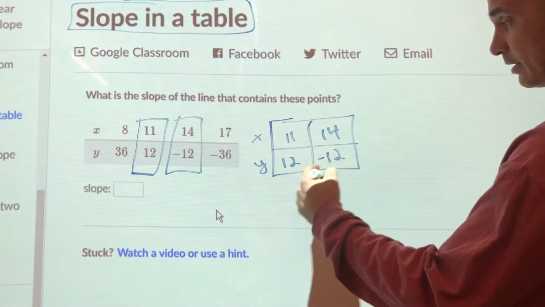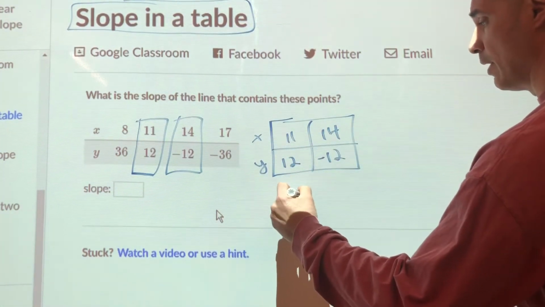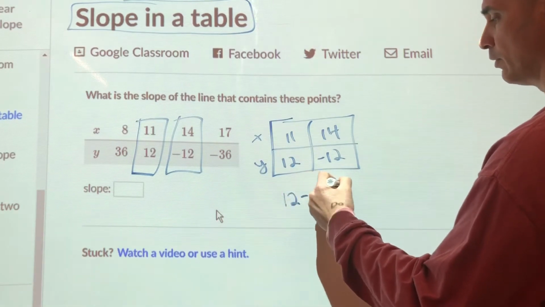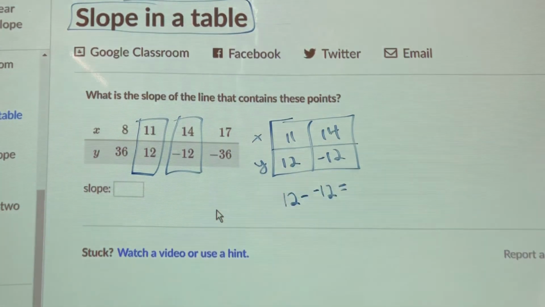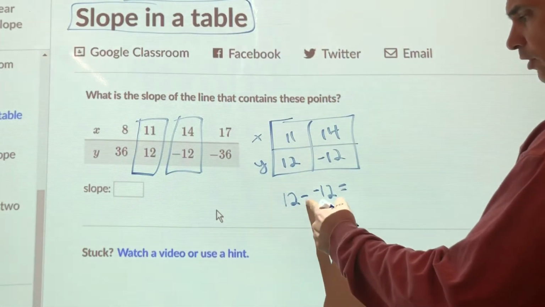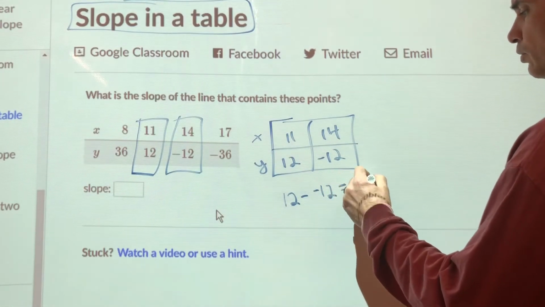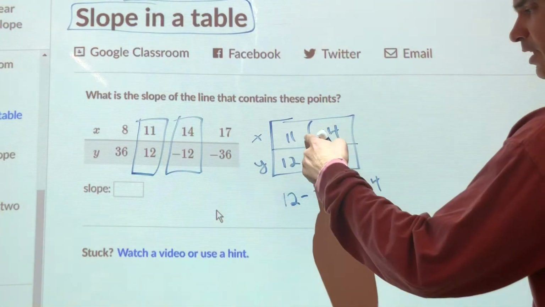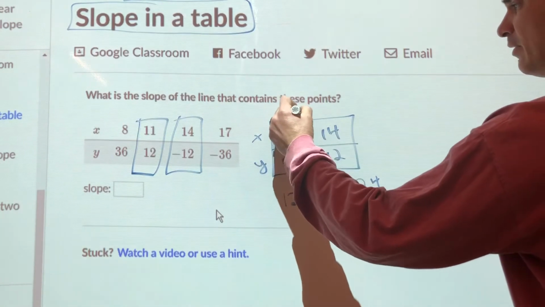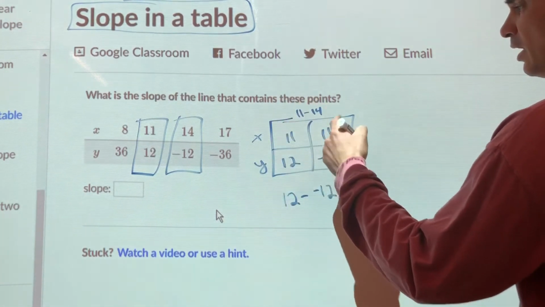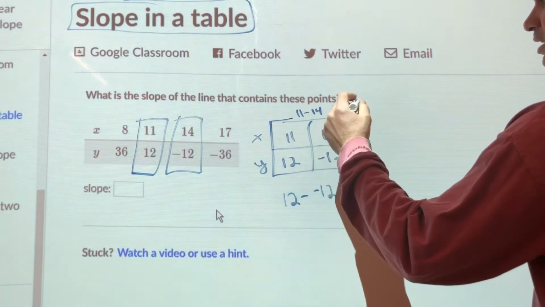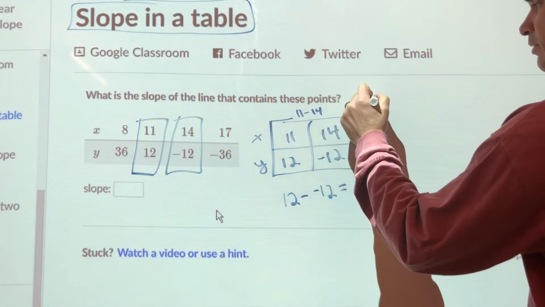12 minus the negative 12. You can put this in your telephone, on the calculator in there. There's online calculators available to you as well. 12 minus a negative 12 is going to give you 24. Then I'm going to subtract 11 minus 14. 11 minus 14 is negative 3.